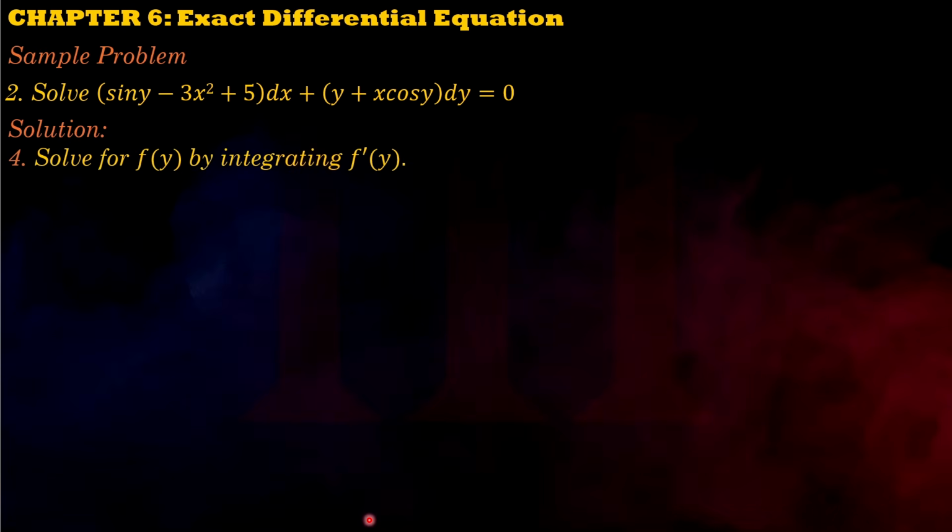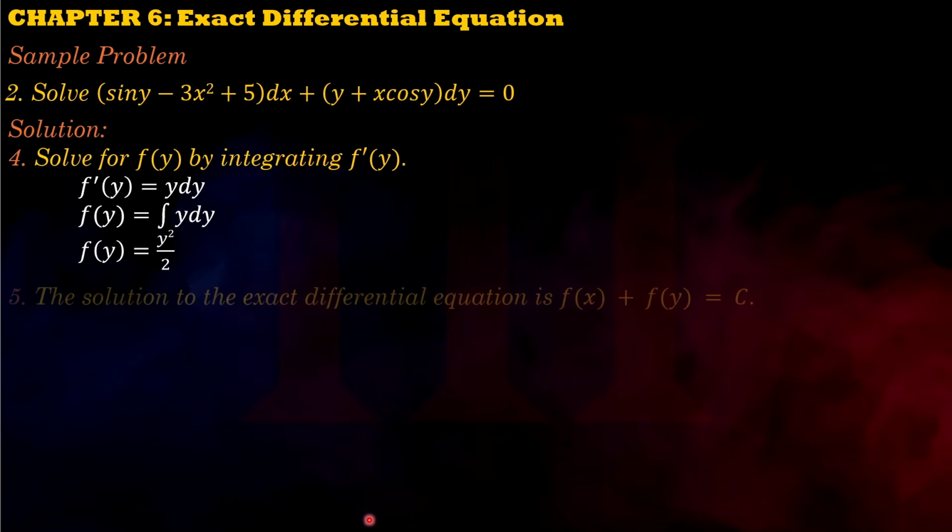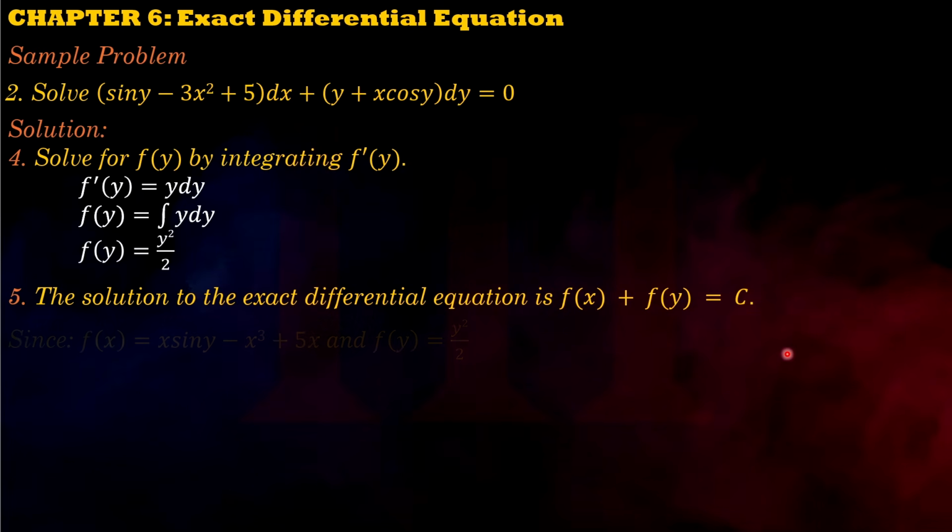Step number 4, solve for f of y by integrating f prime of y. So our f prime of y is y dy. We integrate those. We will come up with y squared over 2. Then lastly, the solution of the exact differential equation is f of x plus f of y is equal to c. Recalling our f of x is x sin y minus x cubed plus 5x, and our f of y is simply y squared over 2.